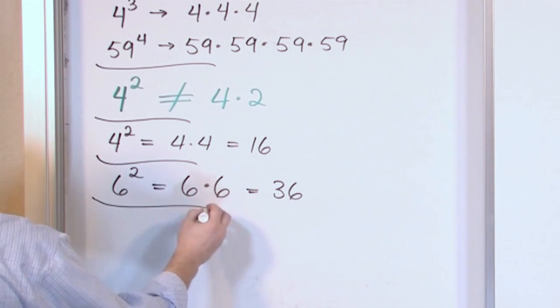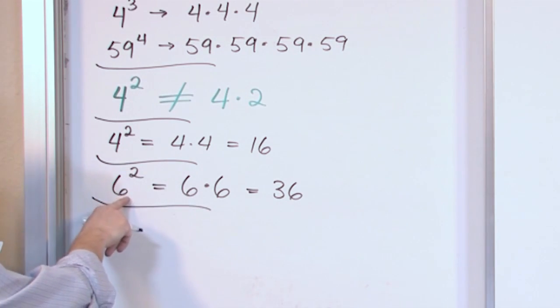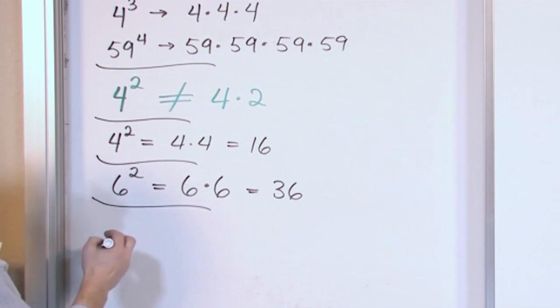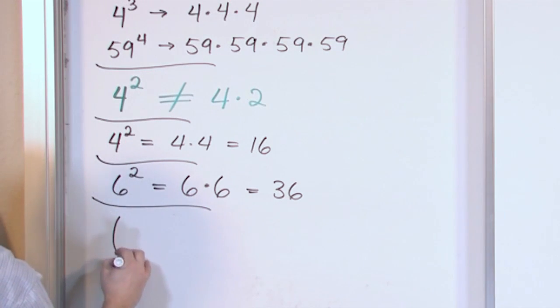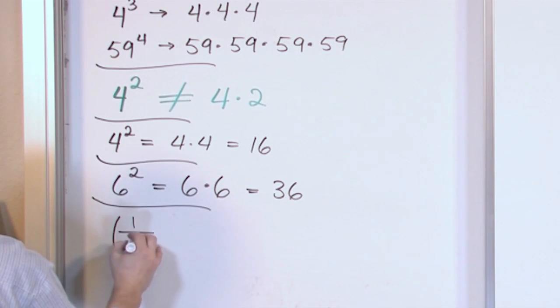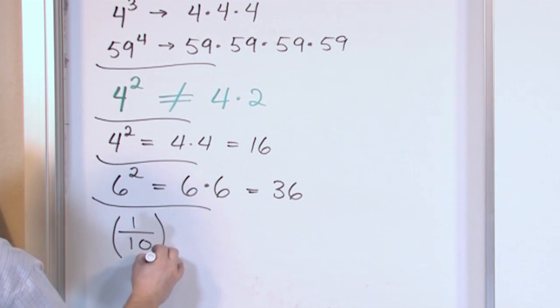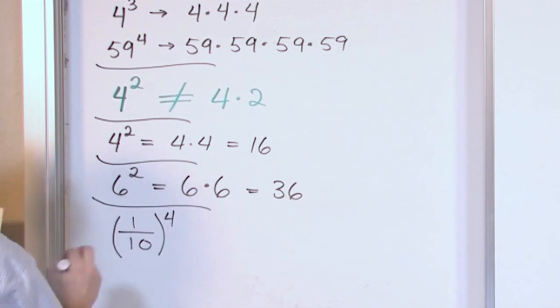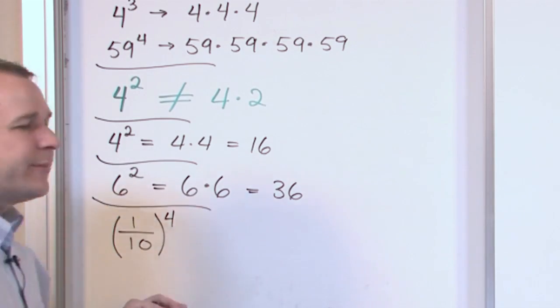Now, it does not matter what number you have here. It could be a fraction, it could be a decimal, it could be anything. So let's use parentheses for the first time in this class. And we'll take the fraction 1/10 and we'll raise it to the power of 4. Do not get scared by parentheses.